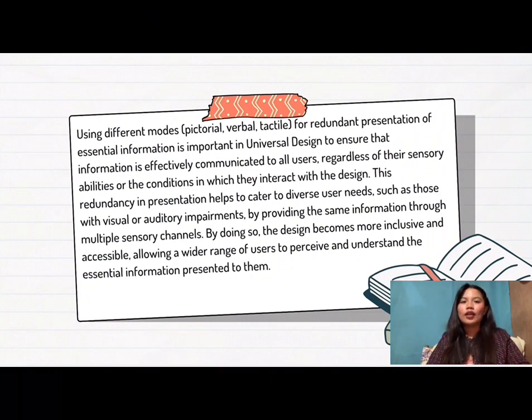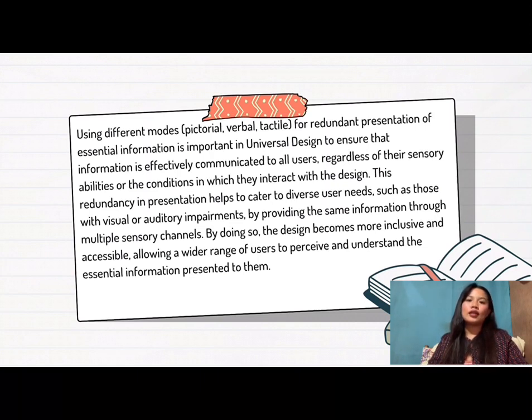Next is providing adequate contrast between essential information and its surroundings. It is essential in universal design to ensure that users can perceive and understand the information presented to them. So, contrast helps users with visual impairments to differentiate between essential information and its surroundings, making it easier for them to perceive and understand the information presented.